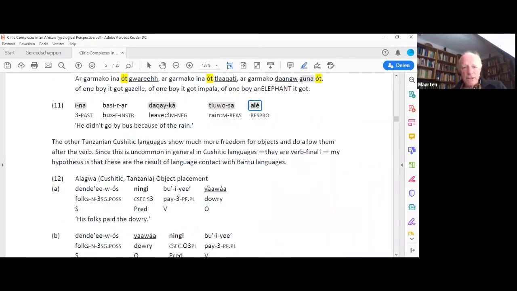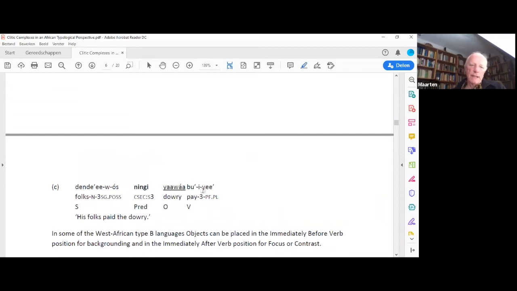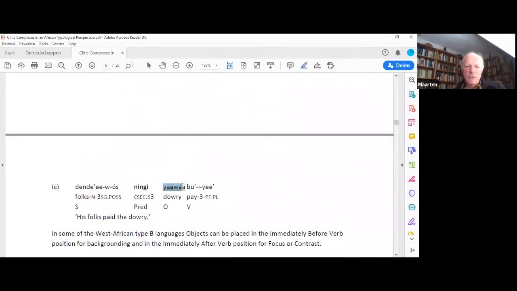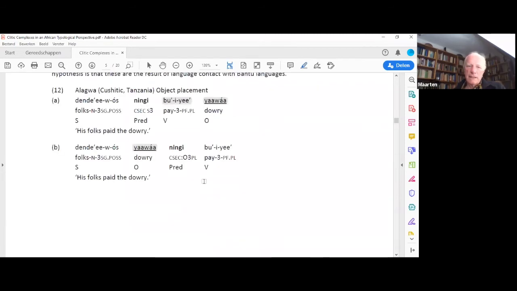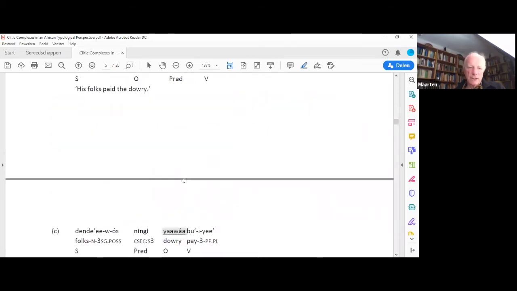But the other Cushitic languages in Tanzania show much more freedom of placement of the object. The placement of the object after the verb is quite common in Alagwa, also in Burunge. And also within it, so you have it here, you have the object, the dowry, after the verb. Here you have the object before the clitic complex, outside of the brace of the clause. And here you have the dowry within the brace of the clause, between the clitic complex and the verb. All of them are possible. My gut feeling is that this order came as a result of a lot of contact with Bantu. But it would be interesting to look into more detail what kind of functions these orders have within Tanzanian Cushitic.